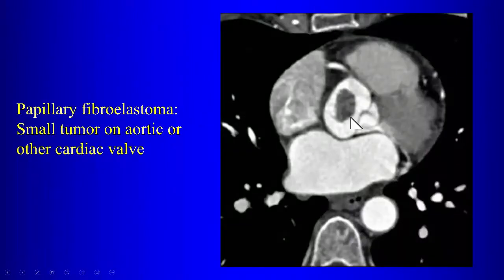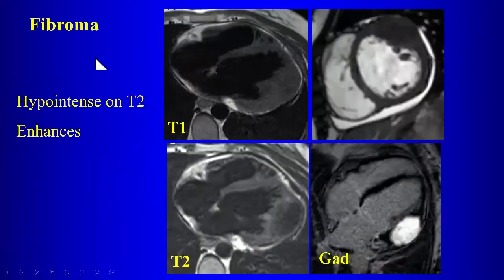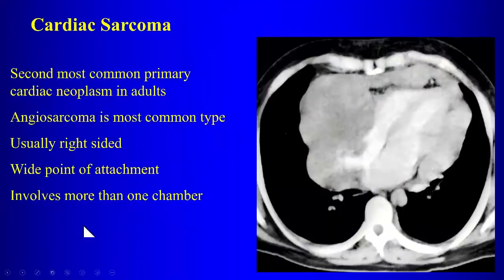Papillary fibroelastoma: papillary lesion attached to the aortic valve, but the first things on your differential whenever you see something like that would be endocarditis or clot. Fibroma: dark on T2 weighted imaging. Most neoplasms are bright, but this is dark, and it enhances markedly after you give contrast. Cardiac sarcomas: the angiosarcoma is the most common, usually a right-sided tumor. So the right-sided primary cardiac neoplasm is angiosarcoma.